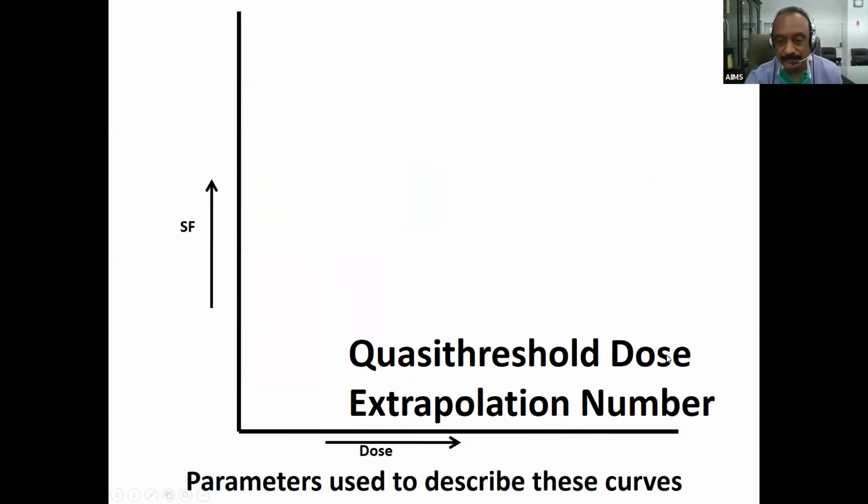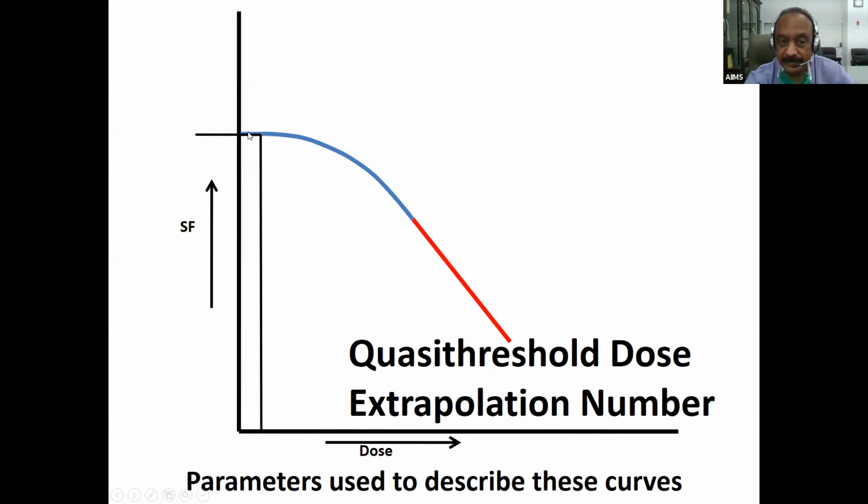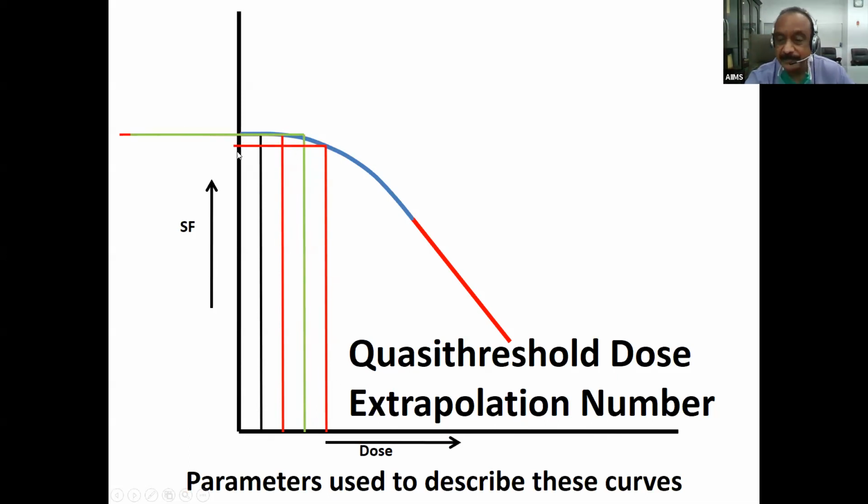Now there are two terms which you need to understand. These are the quasi threshold dose and the extrapolation number. So what are these two things? Just again try to understand. This is a magnified view of the initial portion of the cell survival curve. This is the terminal portion. Now what I'm going to do is make increments in the dose, and you just concentrate on survival fraction. What happens? At this dose, is there any reduction in survival fraction? Answer is no. At this dose, still there is no reduction. At this dose, still no reduction. At this dose, now there is reduction in survival fraction.